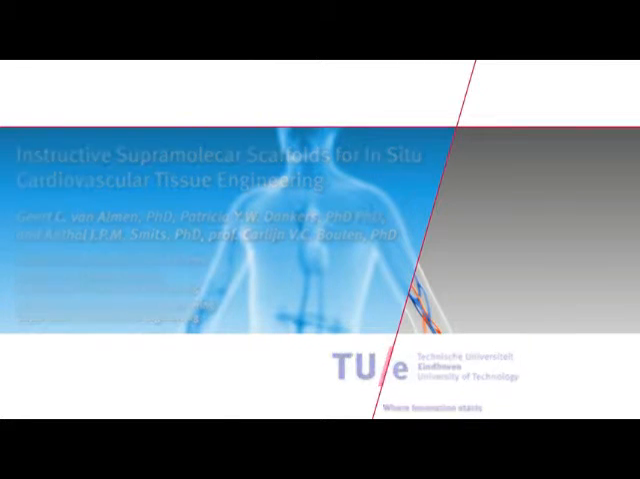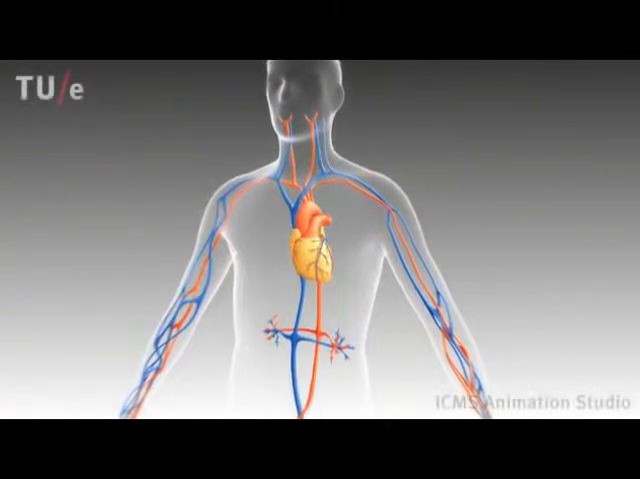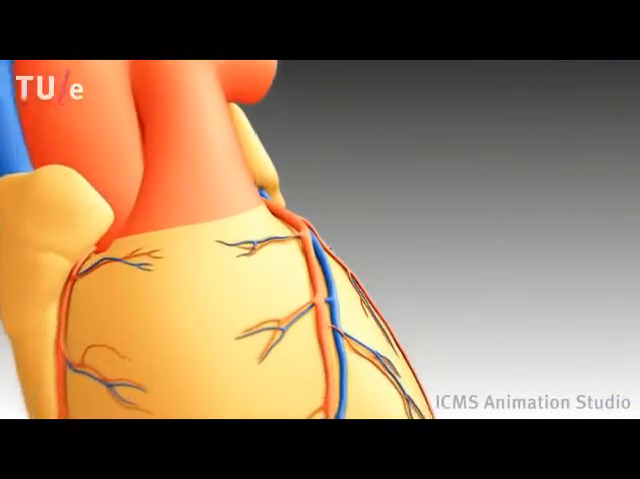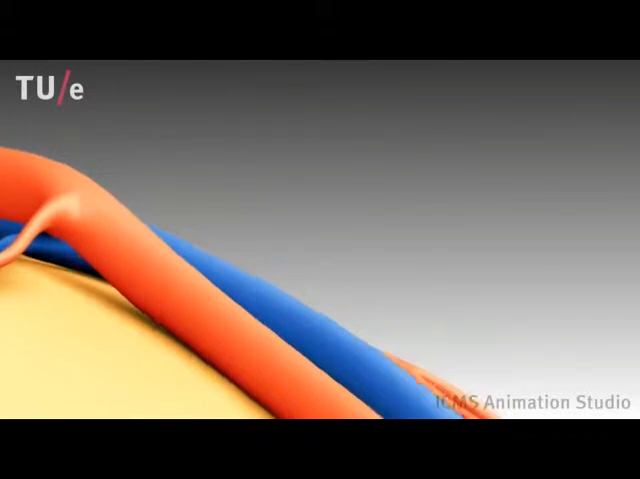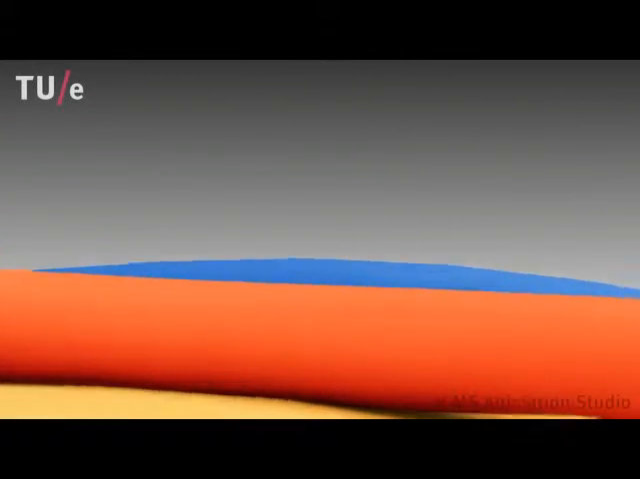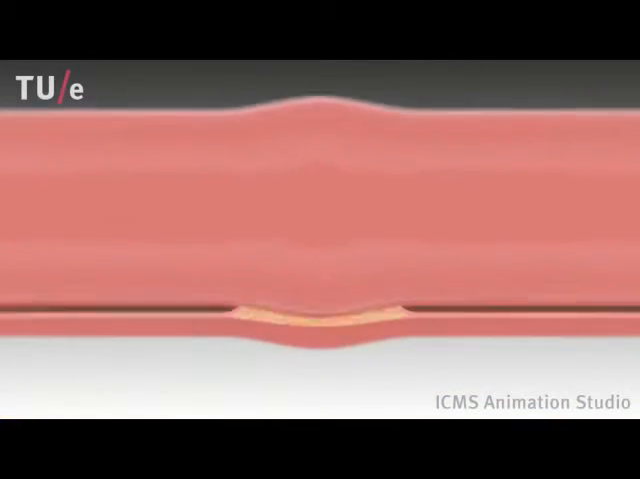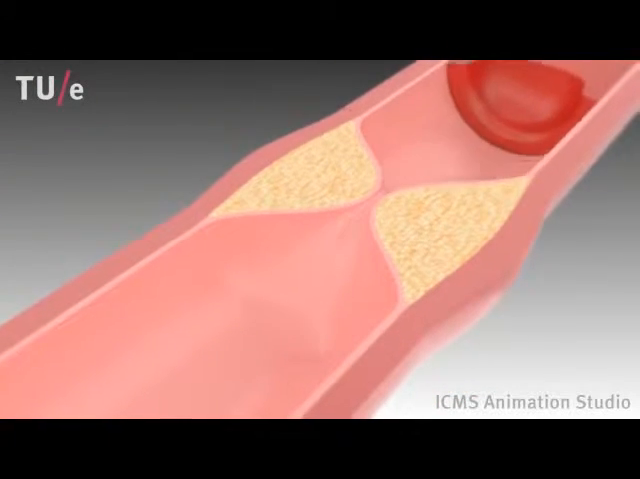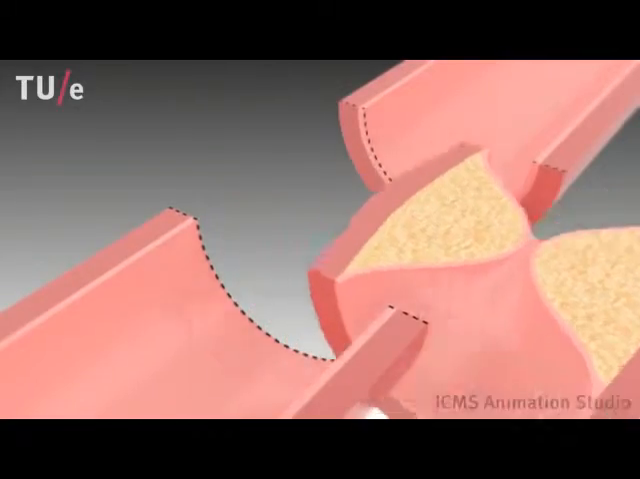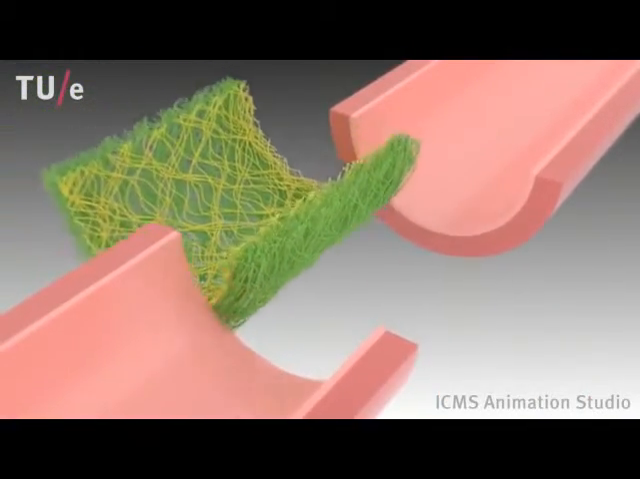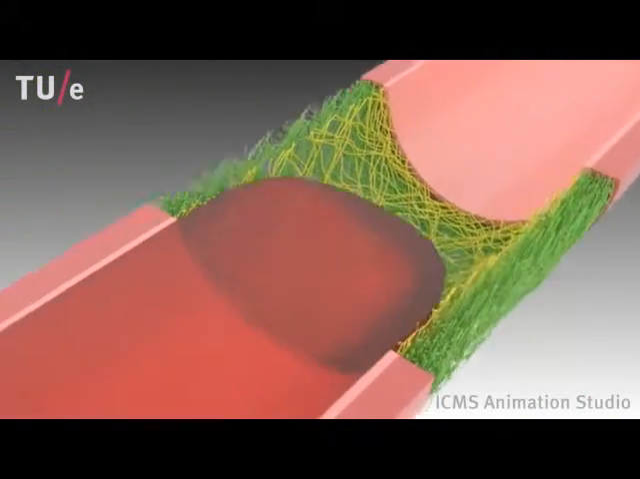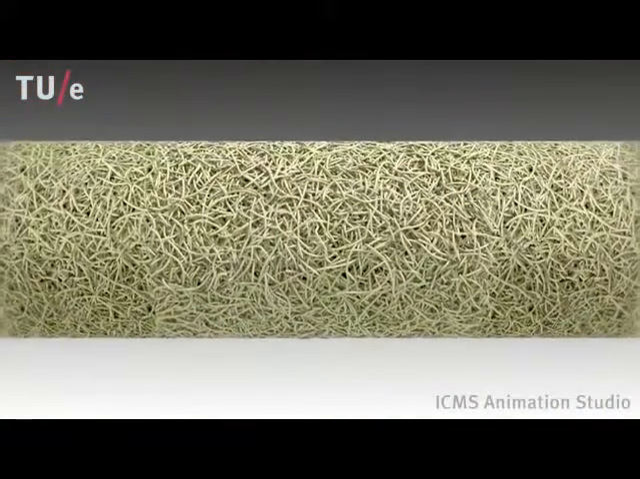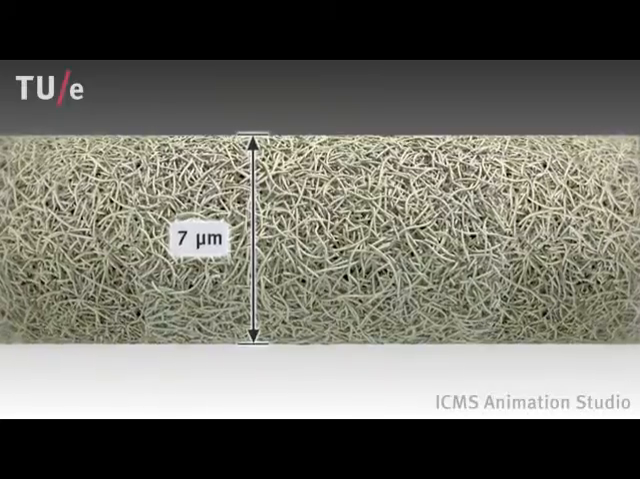Improving treatment strategies for cardiovascular diseases is a major challenge within the field of regenerative medicine. Here, we induce the regeneration of a blood vessel inside the body by using a cell-free supramolecular scaffold which replaces the injured tissue. In this scaffold, microfibers form a network providing spatial support for new cell growth.